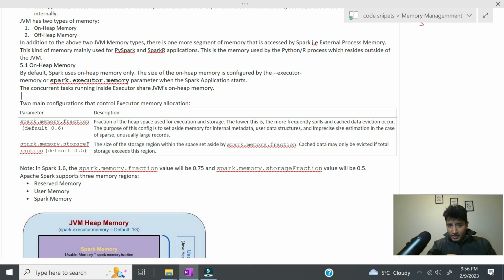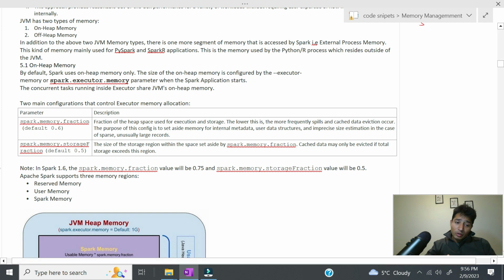Now out of this memory, how much will be allocated for your storage and how much will be allocated for your execution is decided by a parameter called spark.memory.fraction. By this parameter, the fraction of the heap space is used for execution and storage. So the lower this is, the more frequent spills and data eviction from the cache will occur. The purpose of this config is to set aside memory for internal metadata, user data structures, and imprecise size estimation in case of sparse and unusually large records.